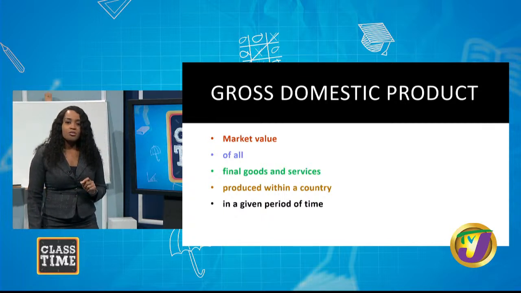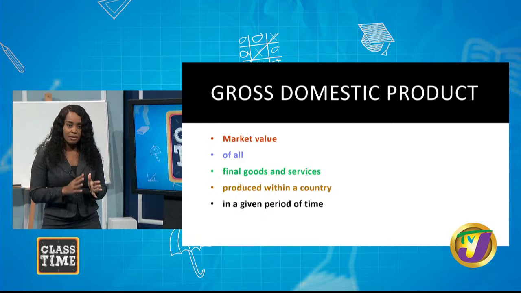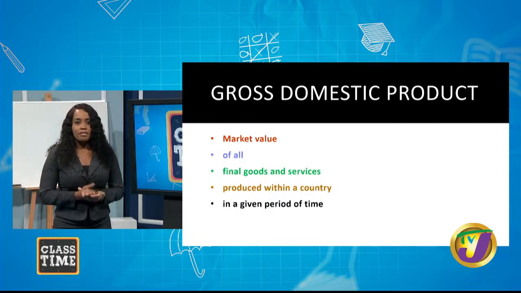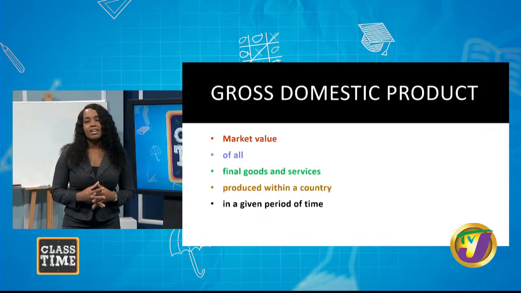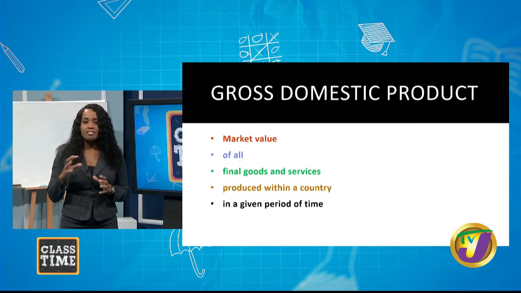We also look at the term final goods and services, meaning we're not looking at intermediate goods, we're looking at final goods. You'll hear the term intermediate or intermediary goods as you go along. An example of this: if we want to have an idea of how a country is doing in terms of production, and you have a construction company that is making blocks, but the blocks are going to be sold to another company who makes homes.